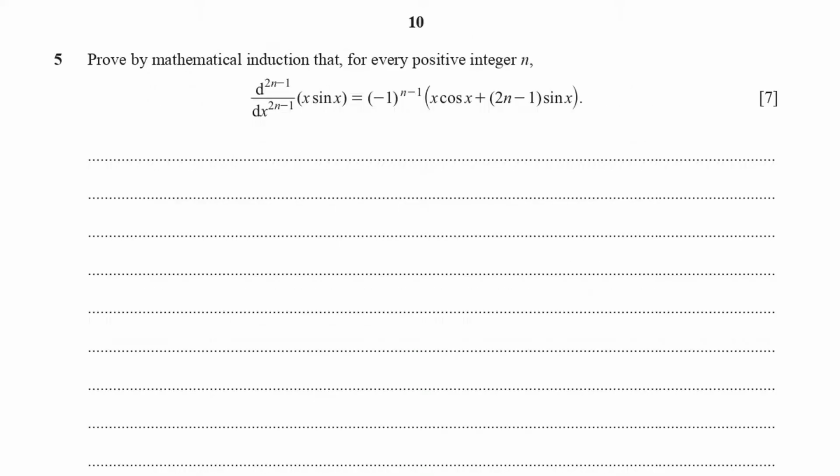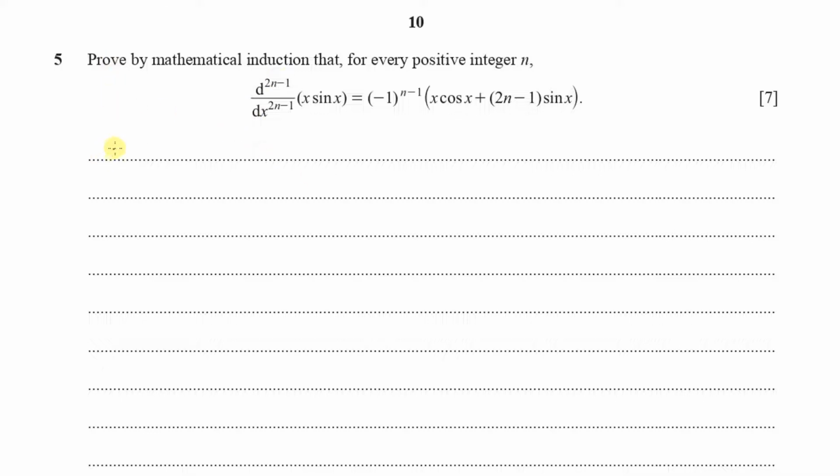Question number 5. Prove by mathematical induction that for every positive integer n, d to the 2n minus 1 over dx to the 2n minus 1 of x sine x is equal to minus 1 to the power n minus 1 of x cos x plus 2n minus 1 sine x. So this is mathematical induction.